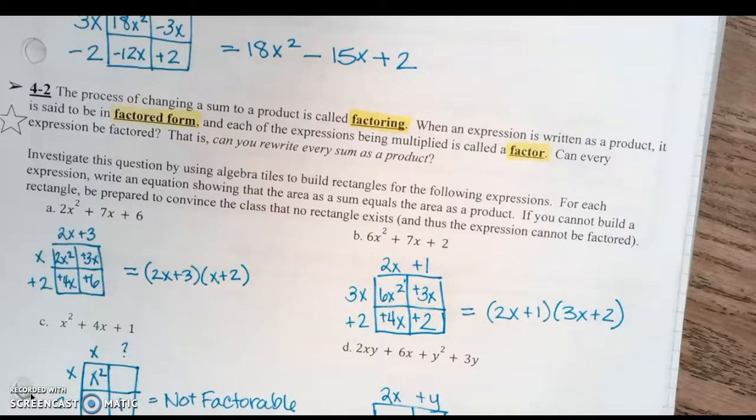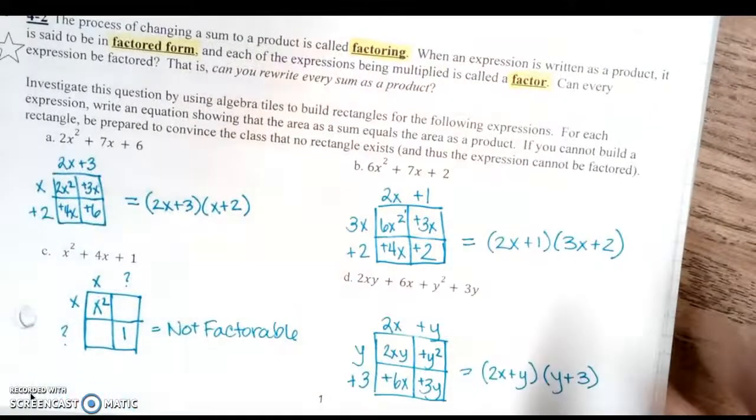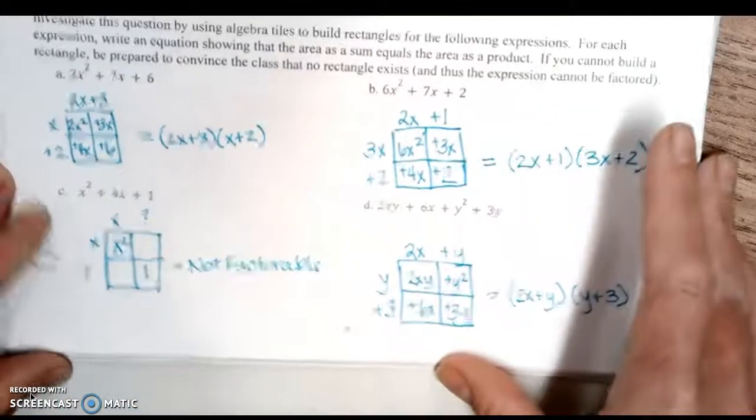Investigate this question by using algebra tiles to build rectangles for the following expressions. For each expression, write an equation showing that the area as a sum equals the area as a product. If you cannot build a rectangle, be prepared to convince the class that no rectangle exists, and thus the expression cannot be factored. Okay? So we've got 4 down at the bottom. We've got our A, our B, our C, and our D.